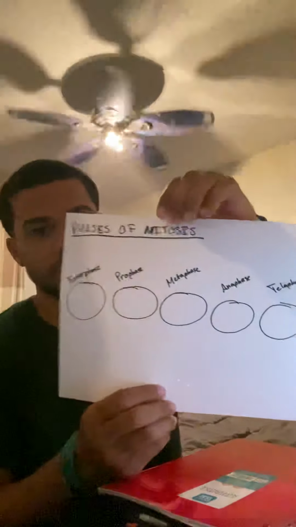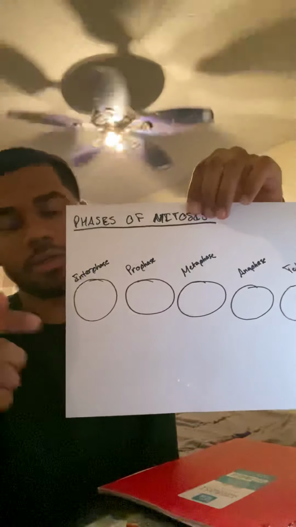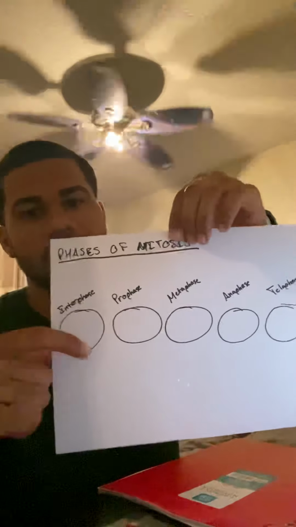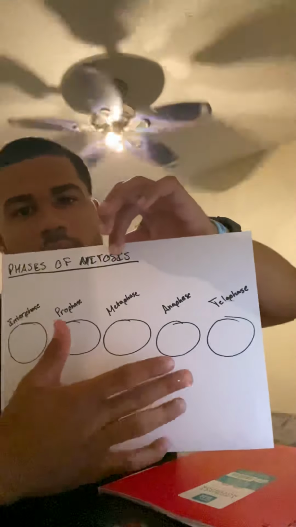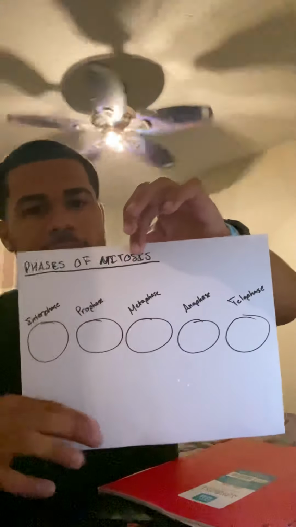All right, so as instructed, the pre-video preparation was to draw on a blank piece of paper the 5 phases of mitosis. So first we have the first phase, interphase, second prophase, third metaphase, fourth anaphase, and fifth telophase. Those are the phases of mitosis. So now to get on to drawing out and describing each of those phases with their different chromosomes.